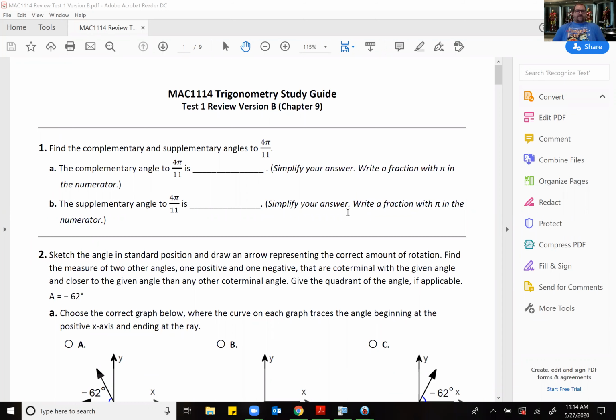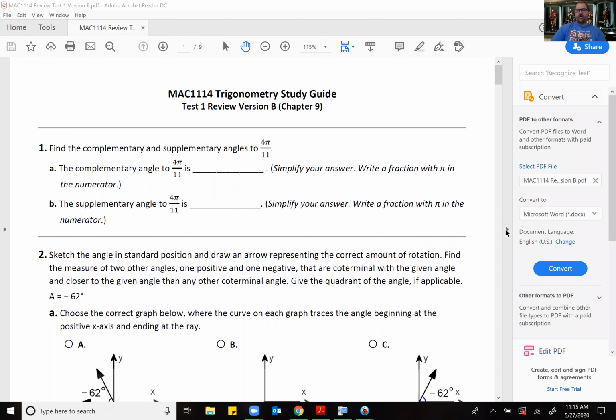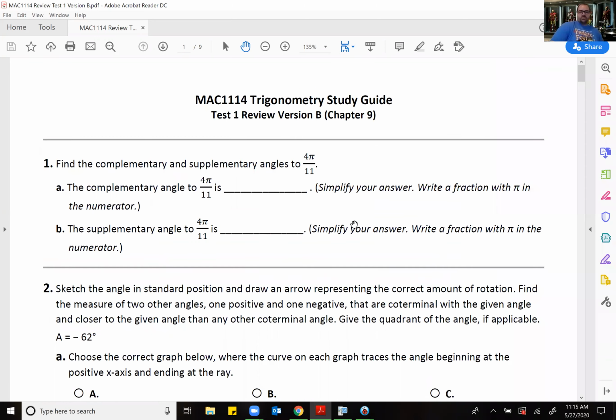Hey. So let's talk about trigonometry, exam one, test one, module one, review. This is what your trigonometry exam one test will look like. So let's go ahead and get started and let's do this.